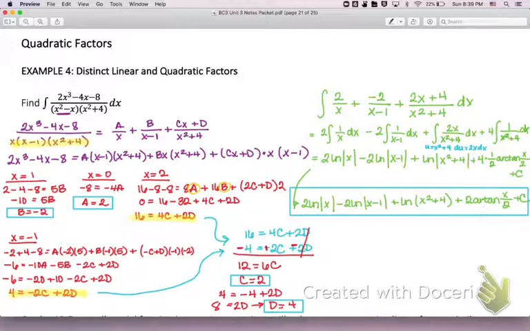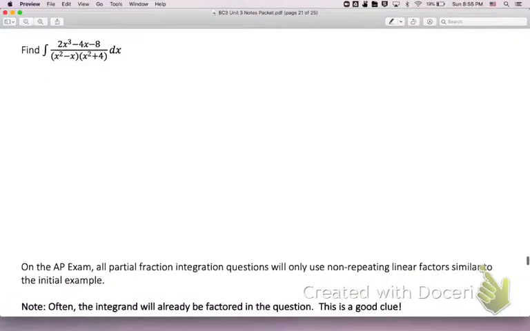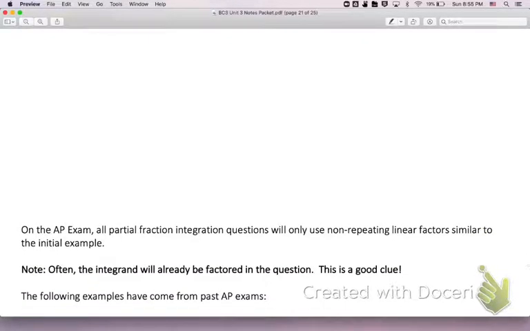And then here is the good news. On the AP exam, you do not have to be able to do quadratic factors. In this course, I expect you to be able to do quadratic factors. But on the AP exam, if you're worried about time, all partial fraction integration questions will use only non-repeating linear factors, okay? Again, for this course, we are going to be responsible for knowing more than that. But on the test, they only give you those in the interest of time.